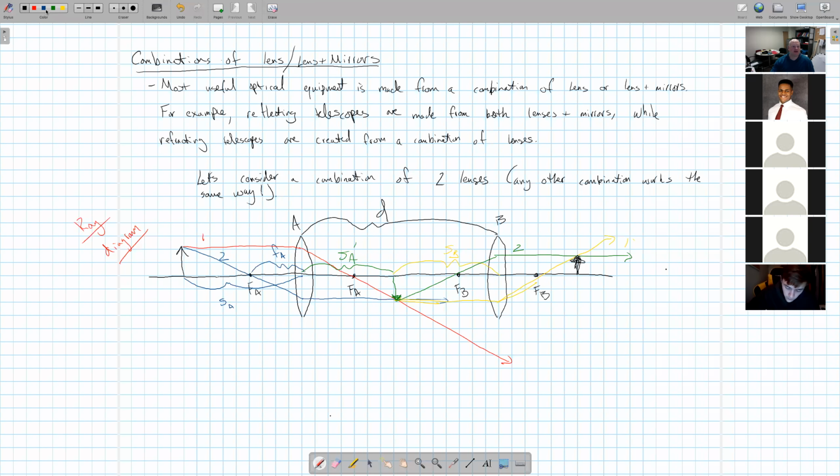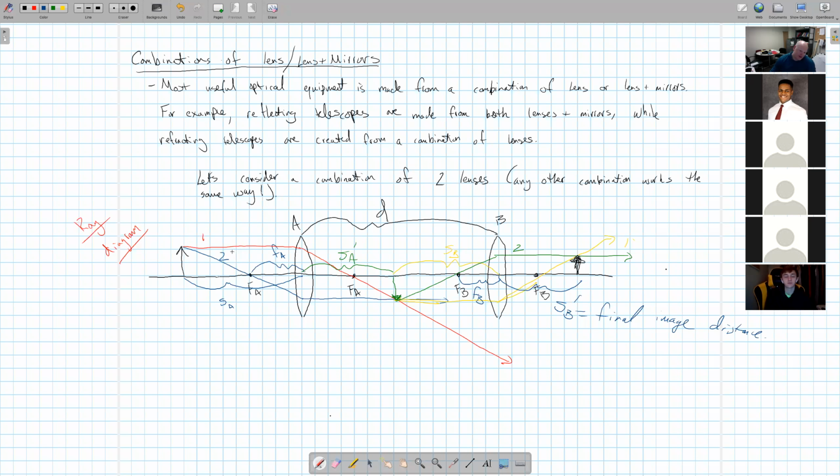So good. This distance from the center of the lens to where the image is created would then be object distance B, which is going to be equal to our final image distance. And again, this distance from the center of the lens to the focal point is then focal length B. Okay. So the question is, how do we do this mathematically? This is how we draw the ray diagram, but how do we mathematically do it?